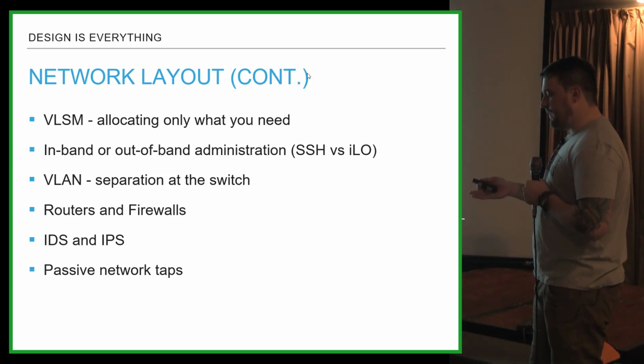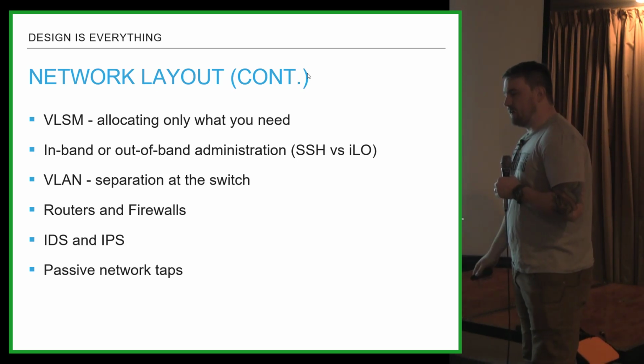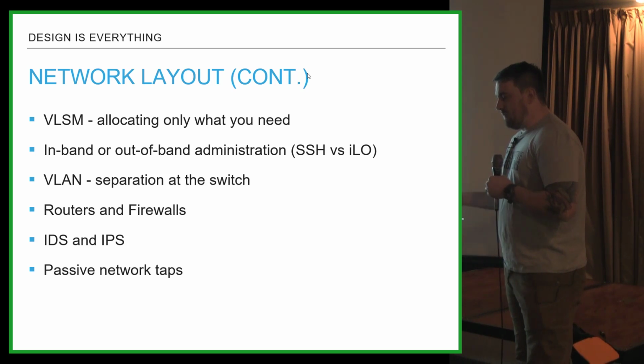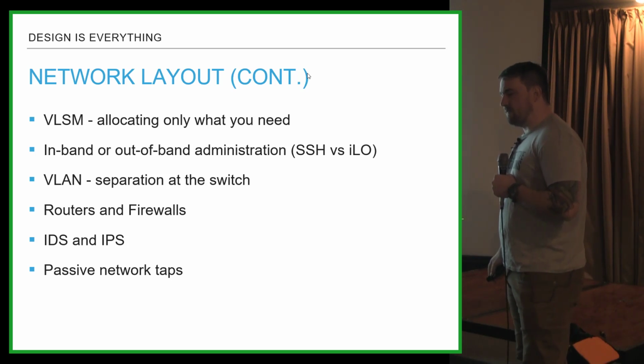So if you're a small business and you can afford only one switch, or you're doing some sort of VPNing, you can have different VLANs across different areas, but still have the network separated from each other.